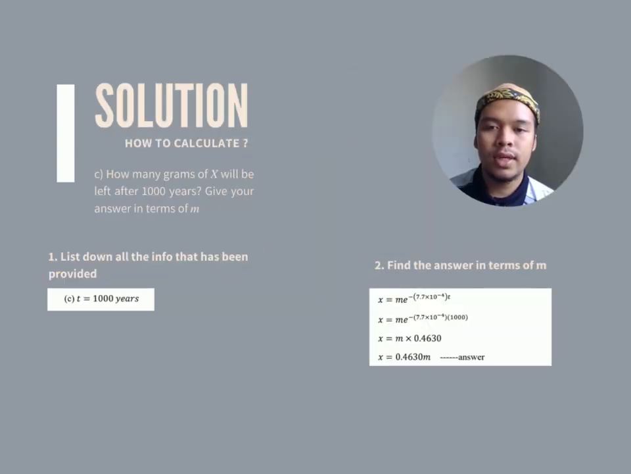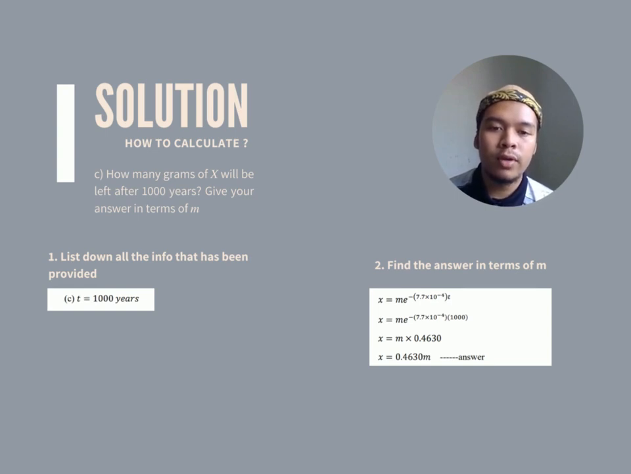And for question C, how many grams of X will be left after 1000 years? Give your answer in terms of M. So the first step is we list down all the information that has been provided, which is T here is 1000 years.